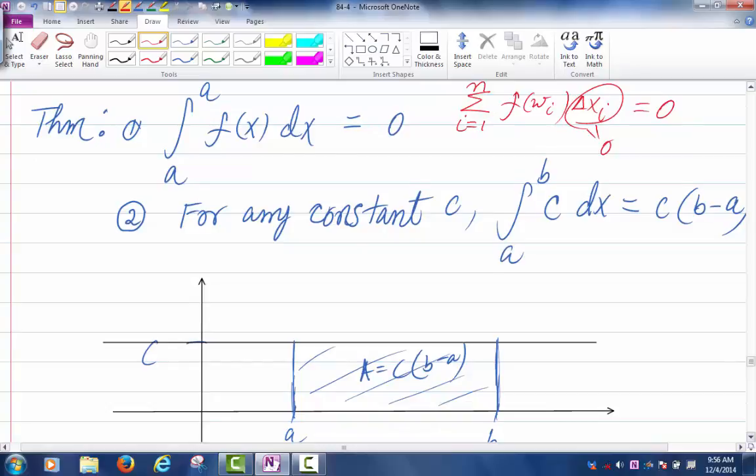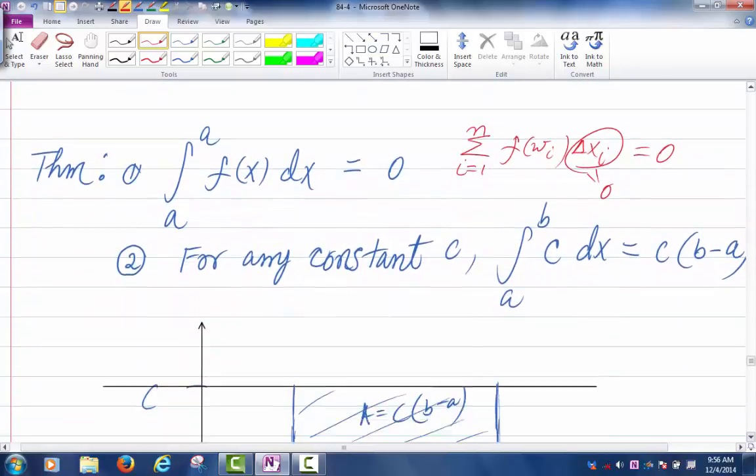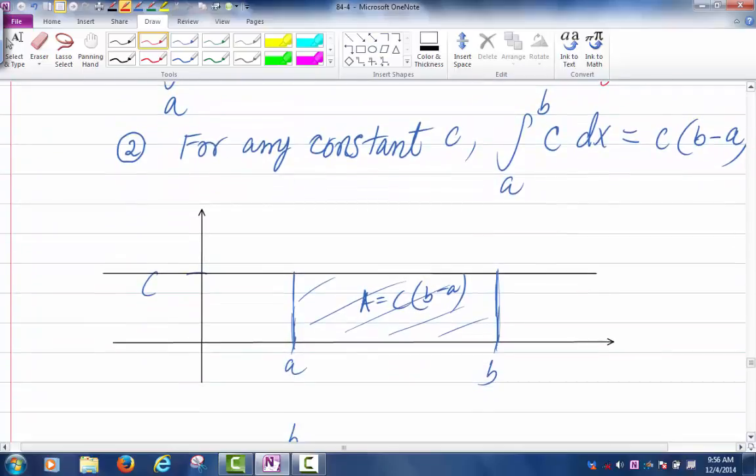The next one is for any constant c, the integral from a to b of c dx is basically c times b minus a. So this is telling you how to integrate constant functions. If I have a constant c as the integrand, then the integral is simply that constant multiplied by the length of the interval from a to b, b minus a, c times b minus a. Is everybody okay with that?